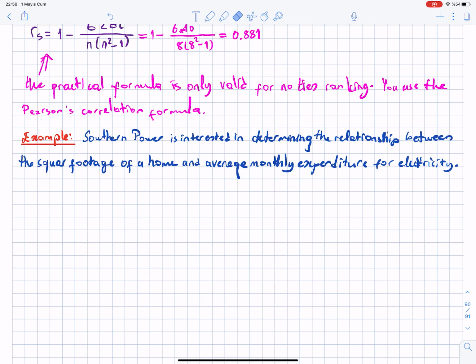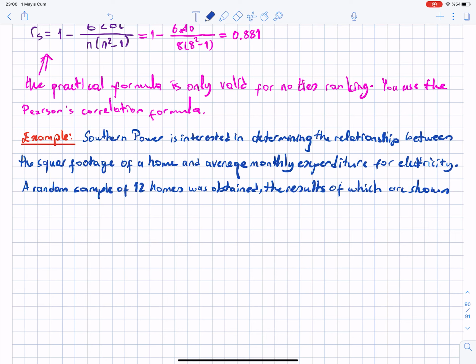A random sample of 12 homes was obtained, the results of which are shown in the following table.